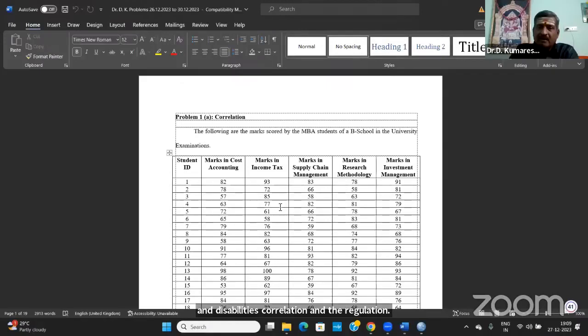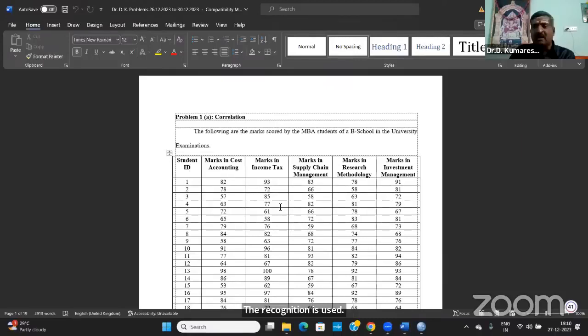So regression is basically a predicting tool or forecasting tool. It is used when one value is known and another value is unknown. So for forecasting or predicting the other value, regression is used.